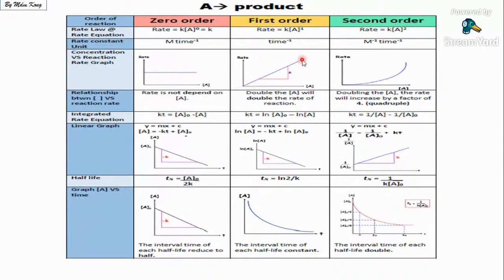This one is directly proportional. This one is quadruple proportional. Then, not dependent, double, quadruple. Okay, here is the integrated rate law. So this is the integrated rate law formula for the different orders of the reaction.